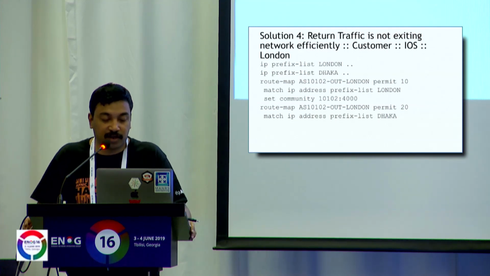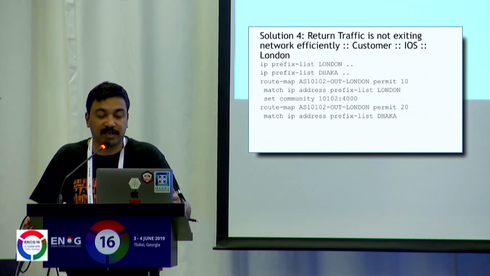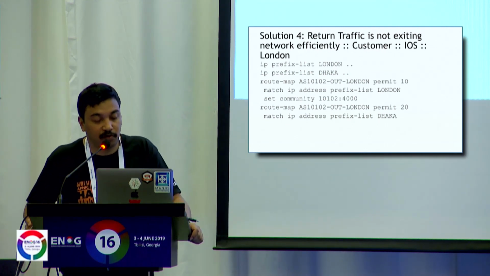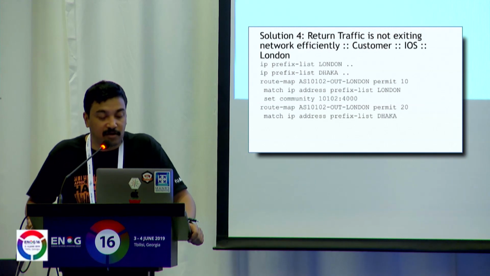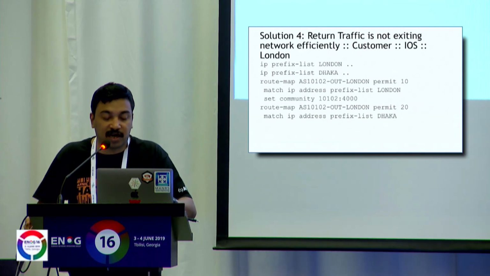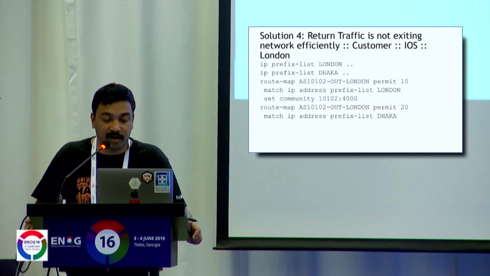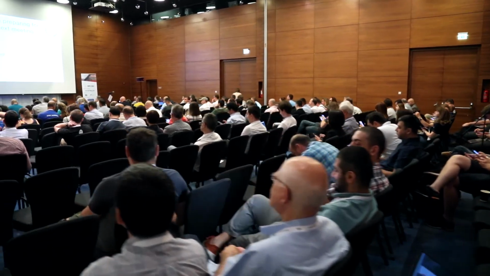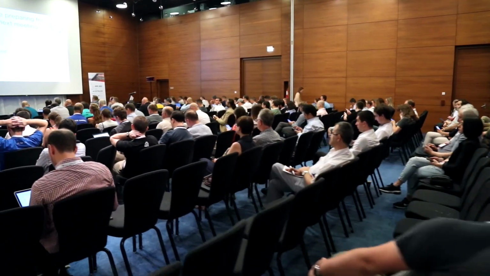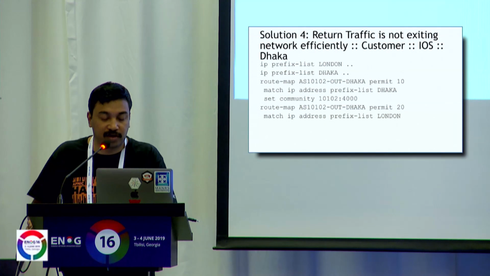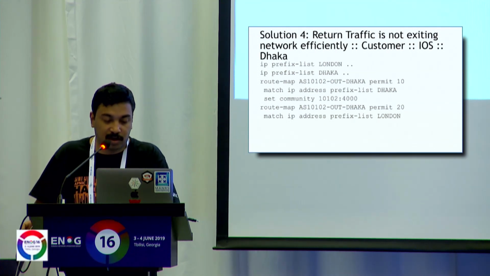For the Dhaka originated routes, if we just change this one specific line, that is set community 10102:4000 for outbound prefixes originating in Dhaka, that actually just changes the scenario for the client in Dhaka too. So this is an example for the Dhaka site, of how you can reset the metric value towards zero and the locally originated prefixes will get higher preference from Dhaka.